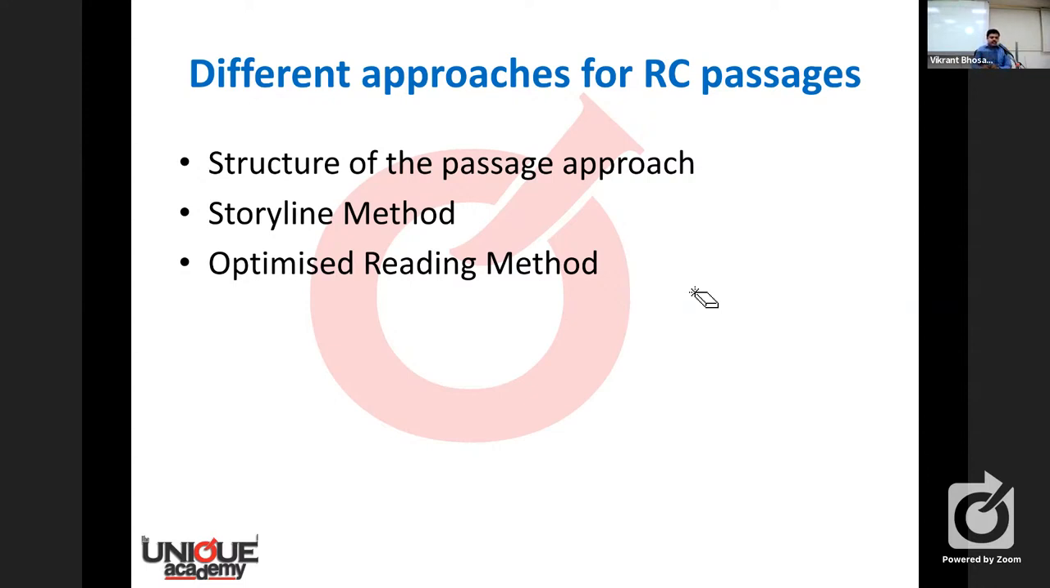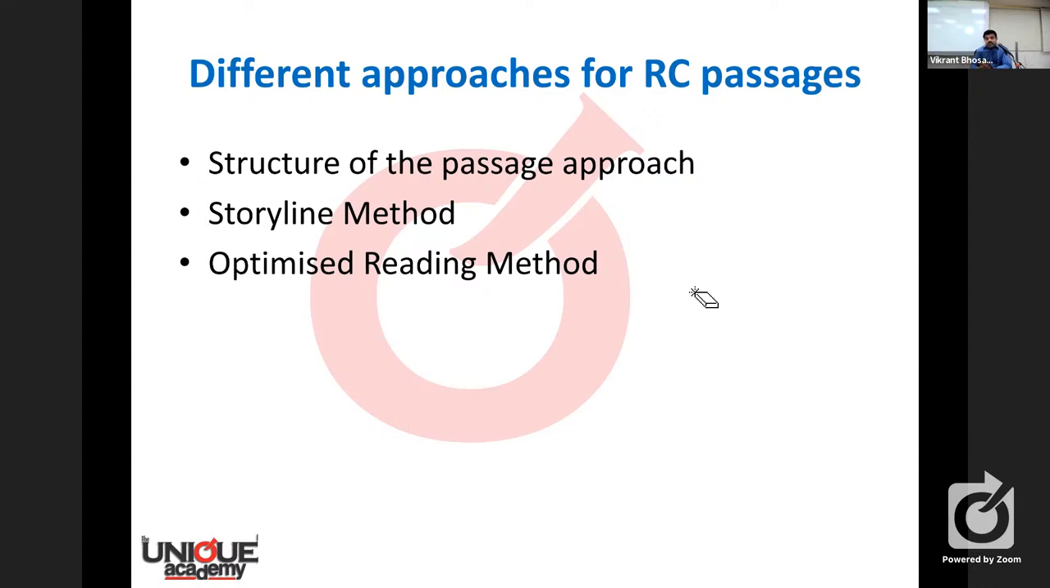In most of the passages, the first approach is used. Almost 95% of the passages can be solved by using the first approach. Why? Because it is used when the passage has a structure. First approach is used when the passage has a structure. Are you getting my point?